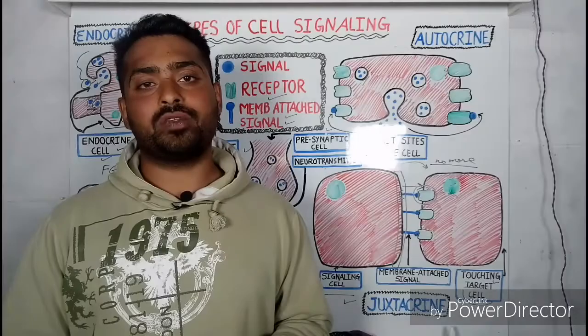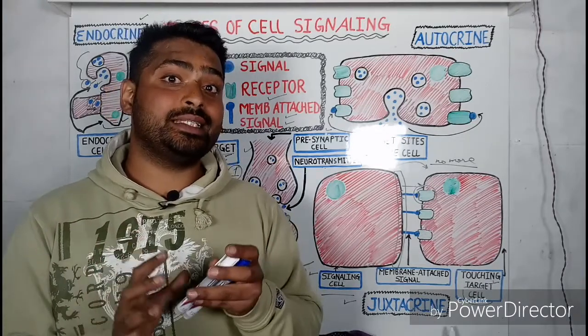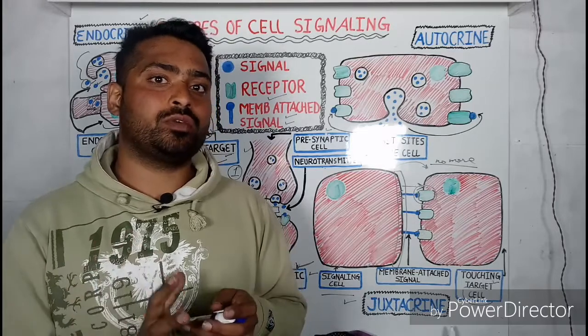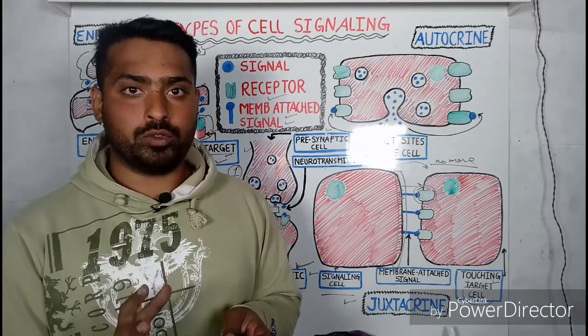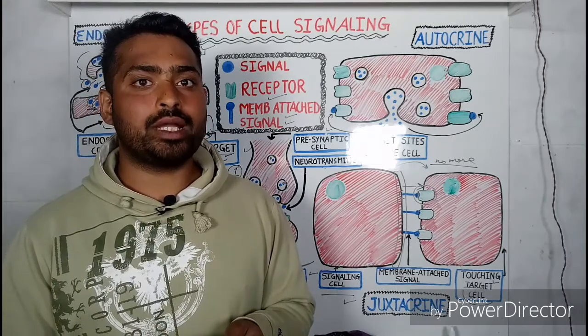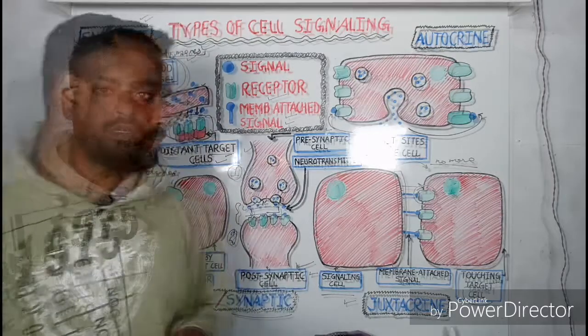Now an example of this kind of signaling is the gap junctions. The gap junctions are basically the cytoplasmic bridges which are formed between two cells for the transfer of the signaling molecules. The next example we have is the Notch pathway. These are very important, and I will make different videos on these too.